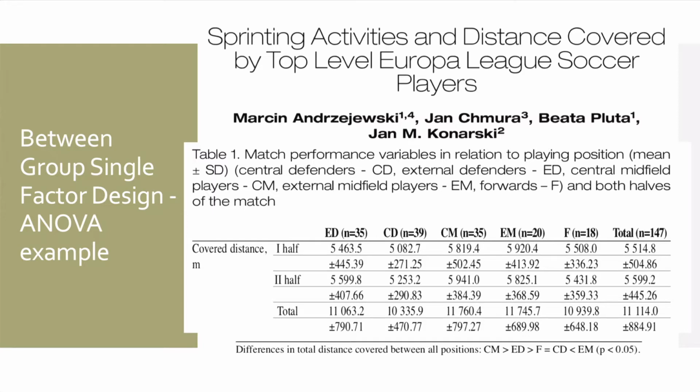Here's an example from the literature. All right, let's look at the title first. And this would be an example of a between group single factor design that utilizes an ANOVA. So we have sprint activities and distance covered by top level Europa League soccer players.